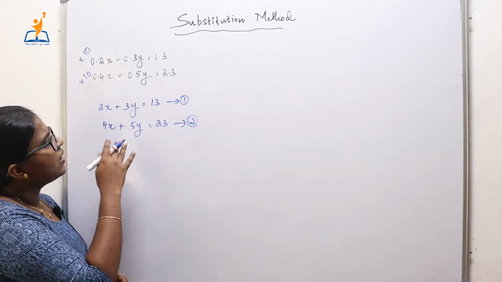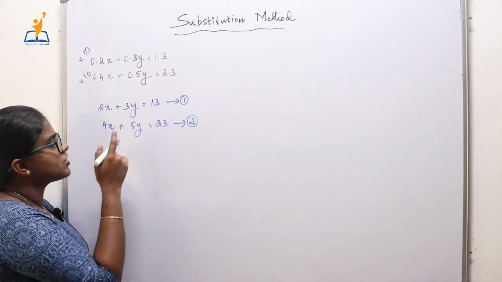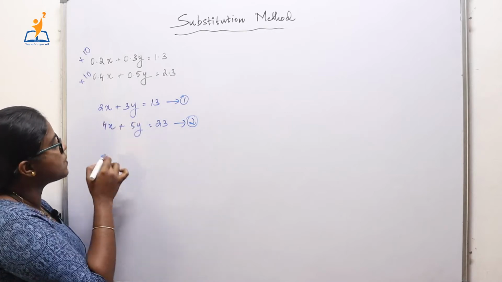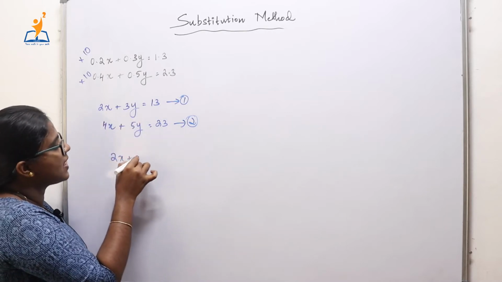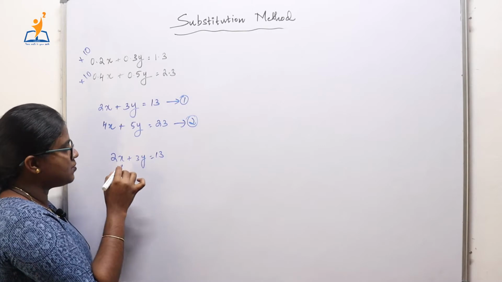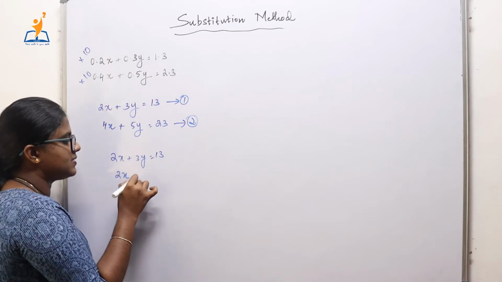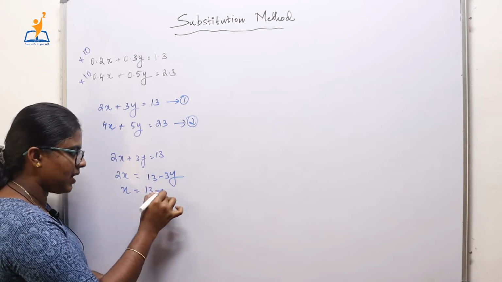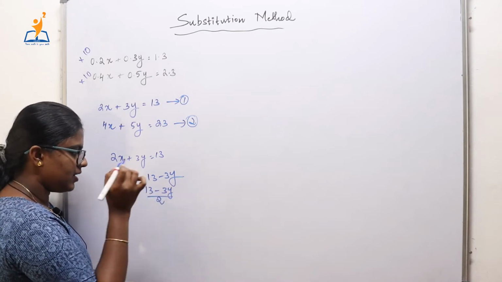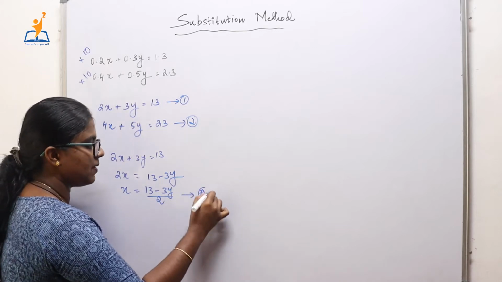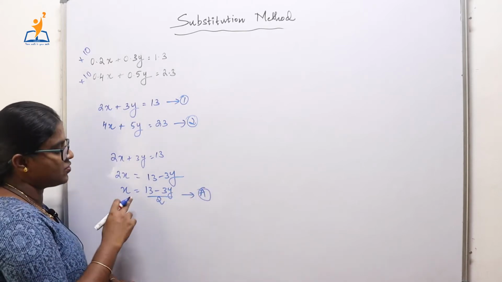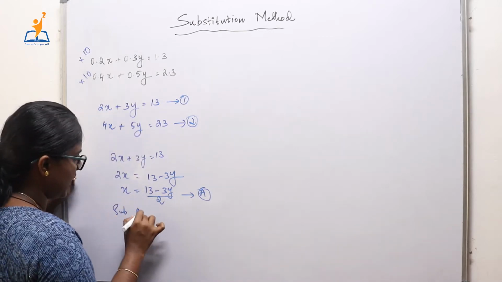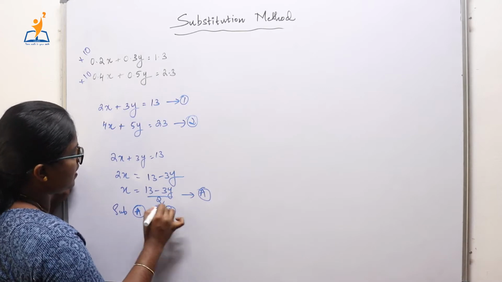Now I am going to consider equation number 1 and find the value of x in terms of y. That is 2x plus 3y equals 13, which means 2x is nothing but 13 minus 3y, and x is (13 minus 3y) divided by 2. So this is our equation number A. Now I am going to substitute the value of x in equation number 2, that is, substituting A in equation number 2.